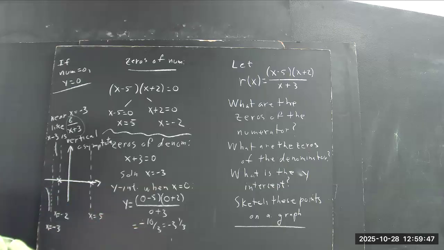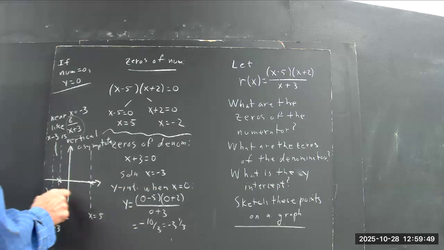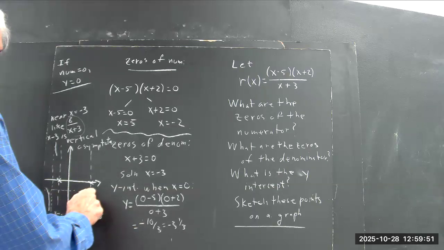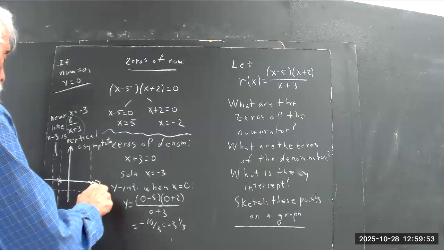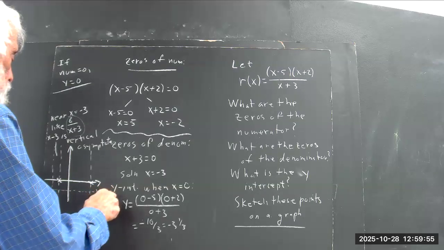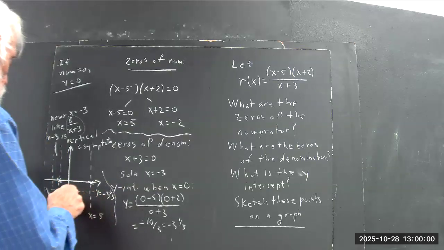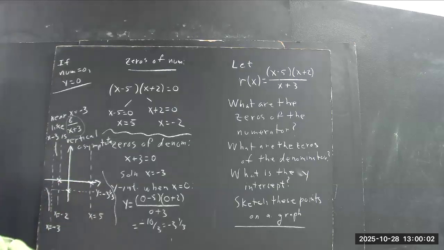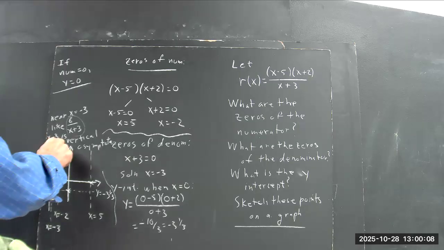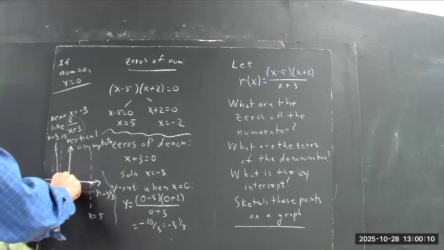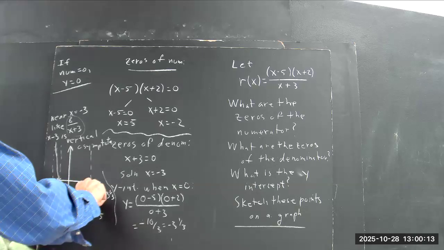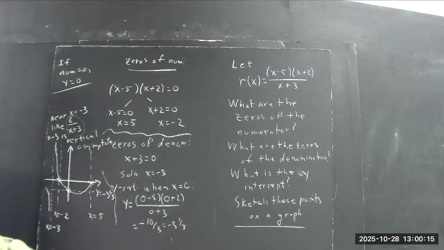The y-intercept is at -3 1/3, y equals -3 1/3. So let's go ahead and draw a line for y equals -3 1/3. Got to go through this point. So somehow it comes down from here, goes through this point, goes through this point, and comes back up here. That makes sense?